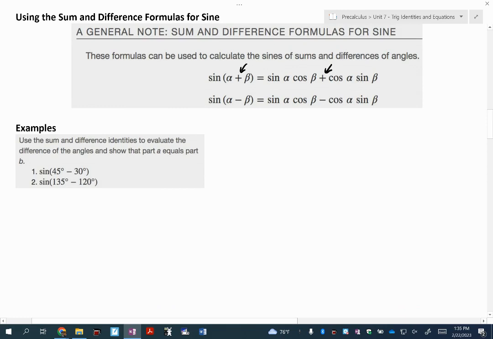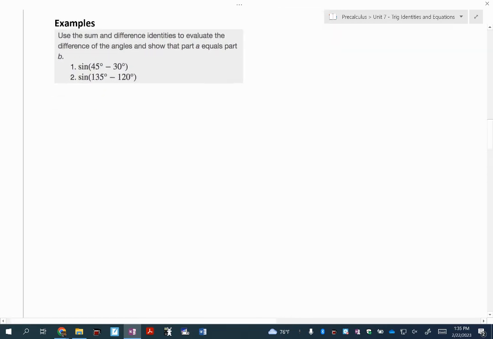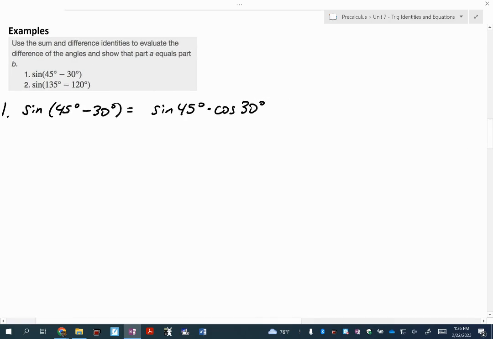So again, something that you'll have to find a way for your brain to memorize. So let's do the first one. The first one says the sine of 45 degrees minus 30 degrees. So like I said, we're going to do sine of 45 degrees times the cosine of 30 degrees. Keep the same sign.